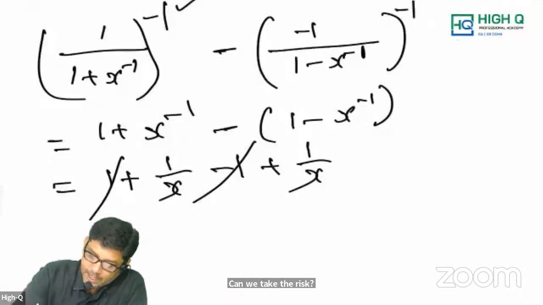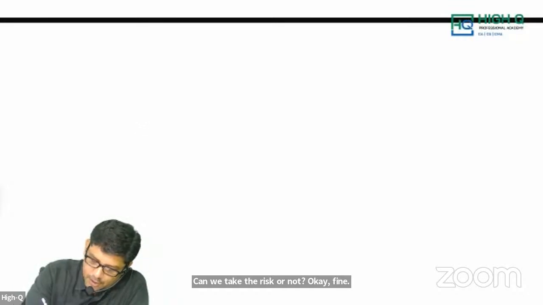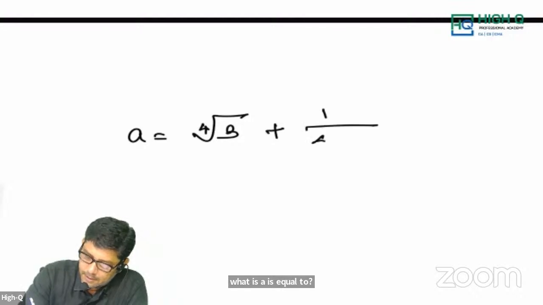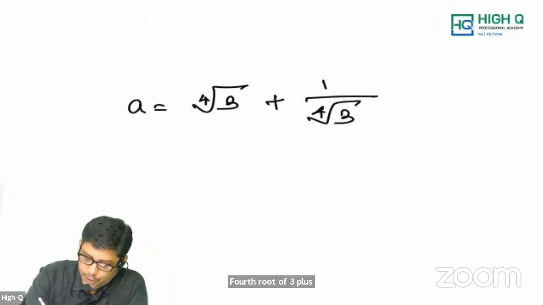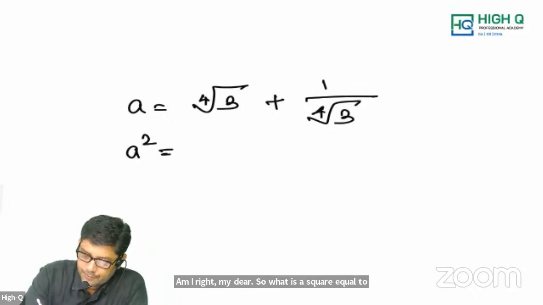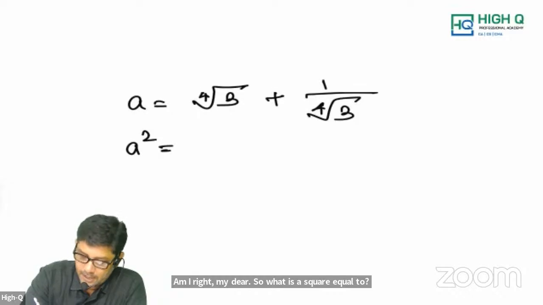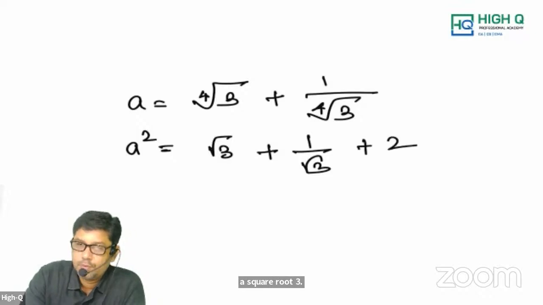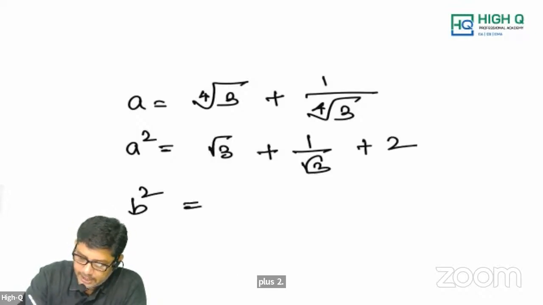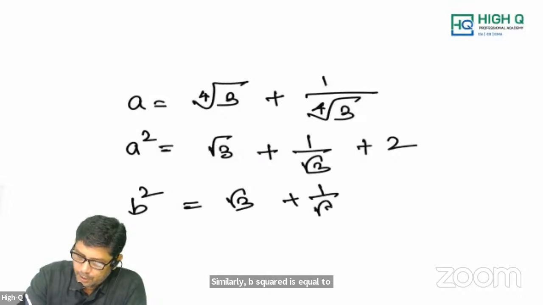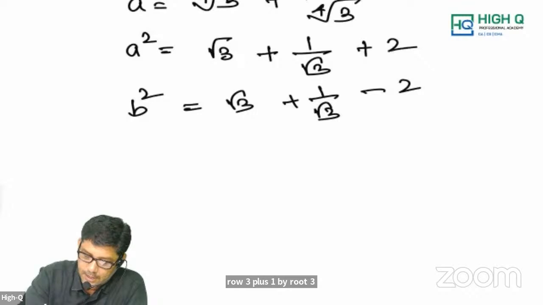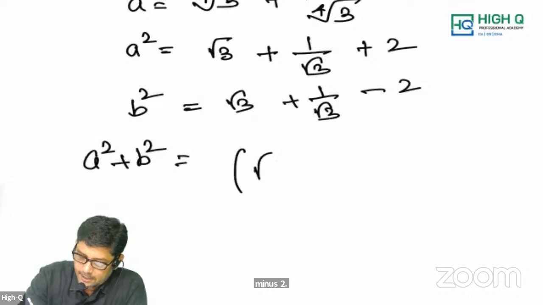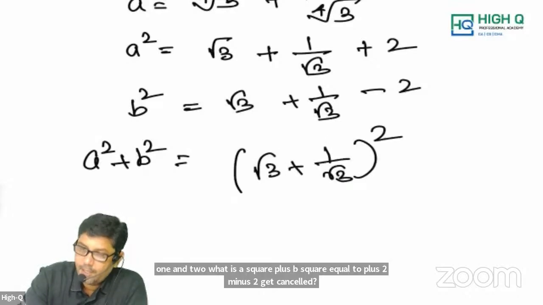Okay, fine. But I want to solve this question. What is a is equal to 4th root of 3 plus, am I right, my dear? So what is a square equal to? Squaring, a plus b the whole square formula you'll be applying. A square is root 3 plus 1 by root 3 plus 2. Similarly, b square is equal to root 3 plus 1 by root 3 minus 2. Adding 1 and 2, what is a square plus b square equal to? Plus 2 minus 2 get cancelled. Simply root 3 plus 1 by root 3 the whole square.